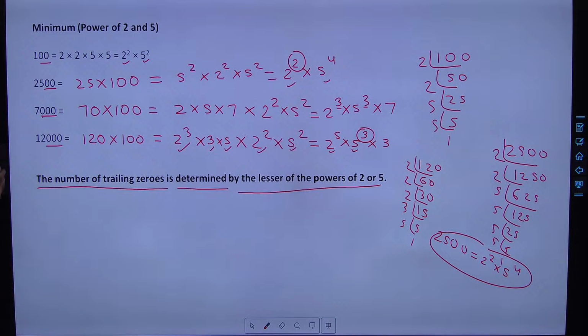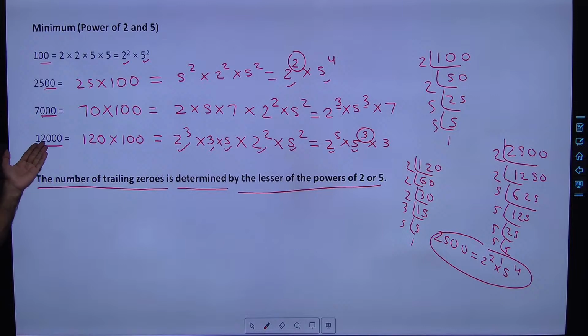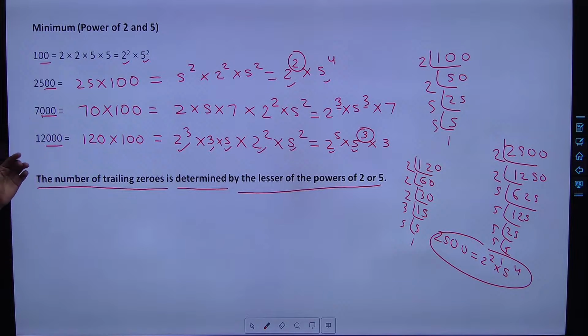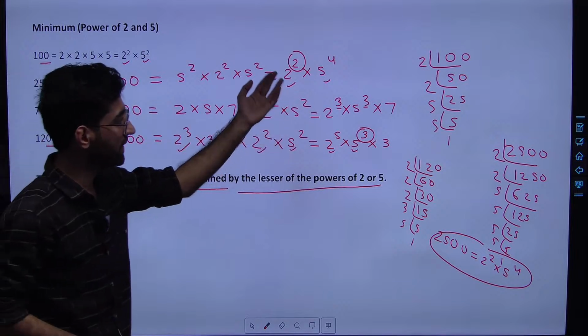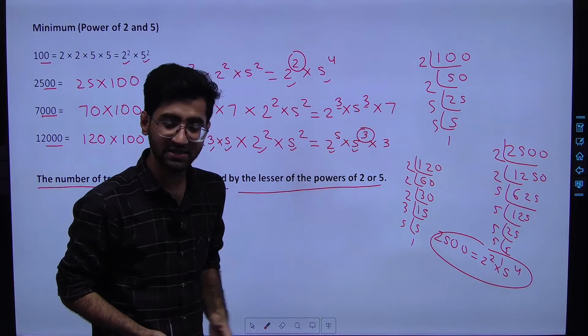Means whenever you get any number, you can prime factorize that number. You can see, if you directly get the number, why will you prime factorize? If you get 12,000, if I ask you what is the number of trailing zeros, you will directly answer 3. If I give you a random number 7,000, if I ask you what is the number of trailing zeros, you will directly answer 3. But suppose you get this kind of expressions, where there is some power of 2, there is some power of 5.